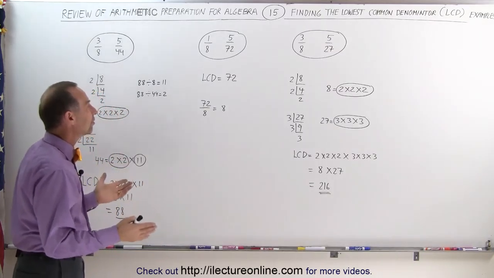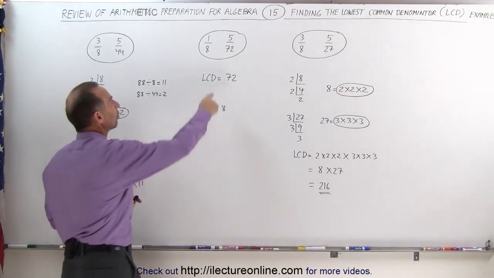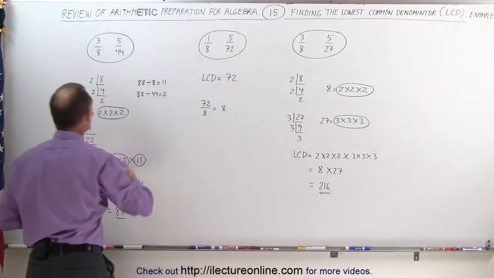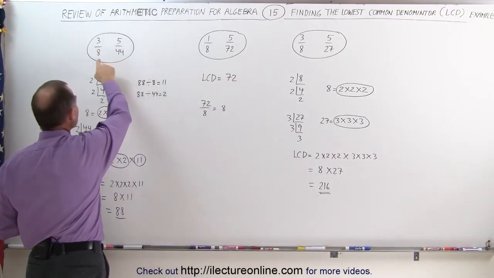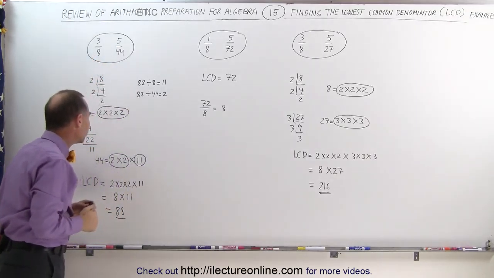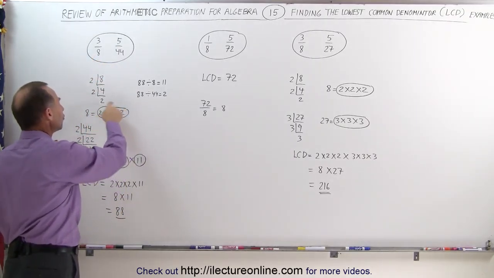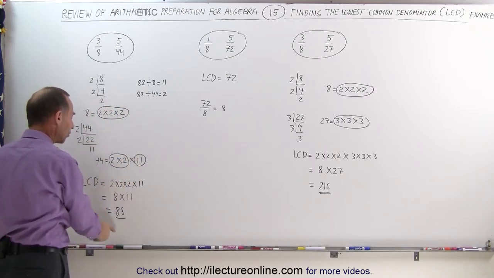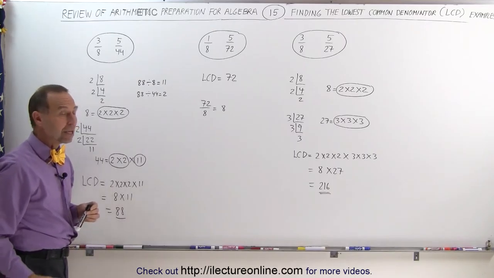Again, this is an illustration of the three techniques. Either the smallest one fits evenly into the largest one, or you simply break the denominators down into the product of their prime factors. Then you collect the largest number of each prime factor. There's 3 2s and there's 1 11. Multiply those together. That gives you the LCD.